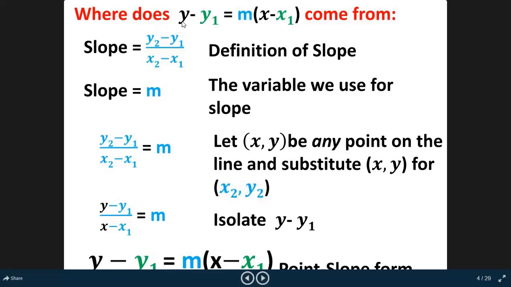Where does y minus y1 equals m(x minus x1) come from? It comes from the definition of the slope, y2 minus y1 over x2 minus x1, and we can give it a variable like m. So we can write m equals y2 minus y1 over x2 minus x1.